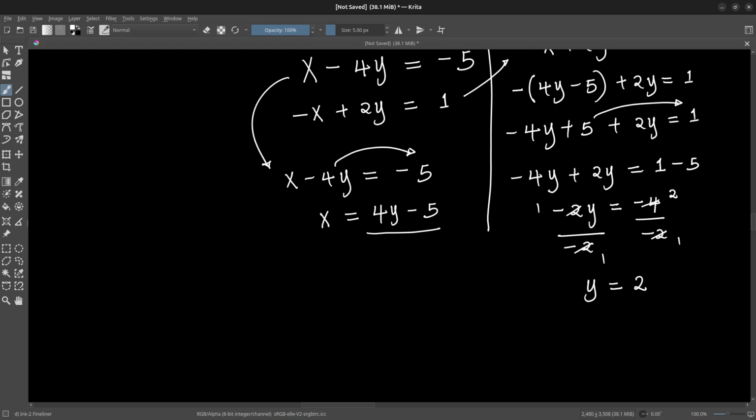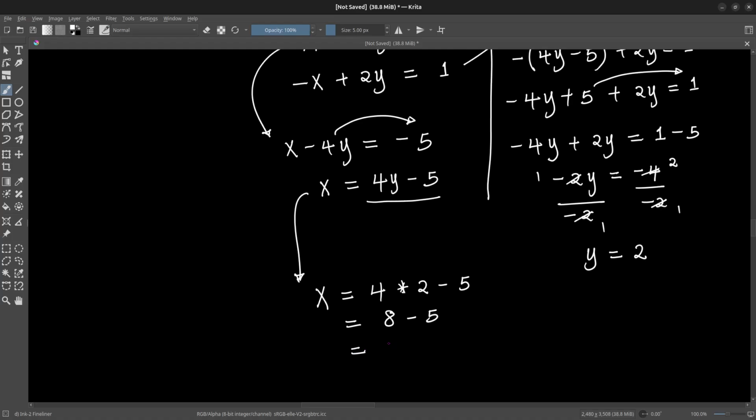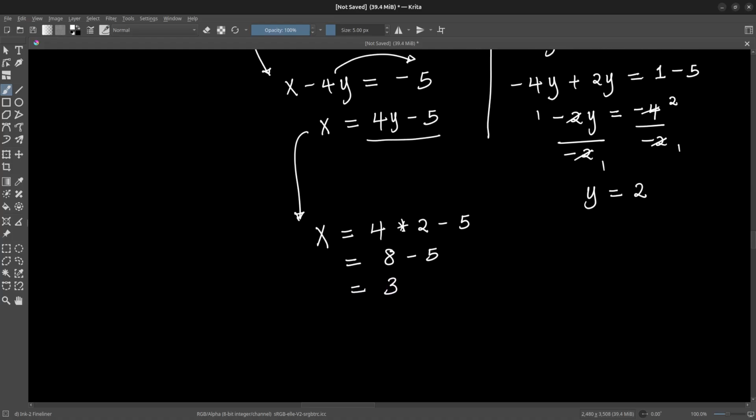Then we'll now come back to this equation, and we are going to say x is equals to 4 times our newfound value of y, which is 2, and then minus 5. So this is 4 times 2, 8, minus 5. So this means that the value of x is 3. So the answer for this question is x equals to 3 and y equals to 2. That's the answer.